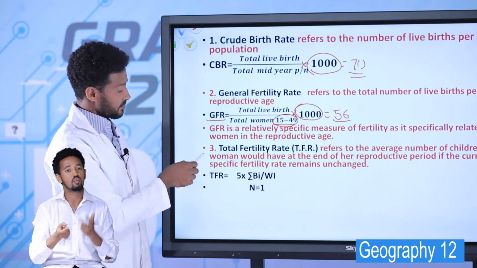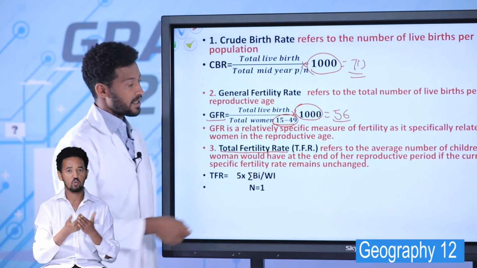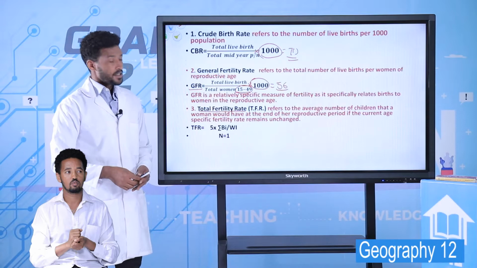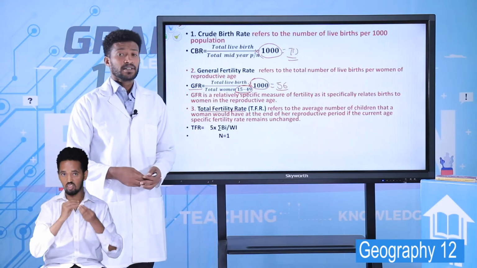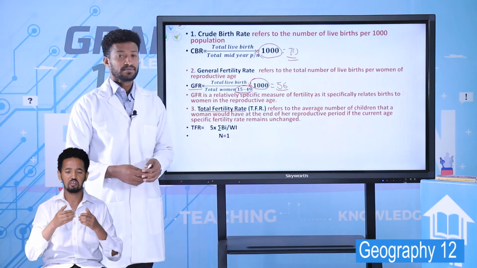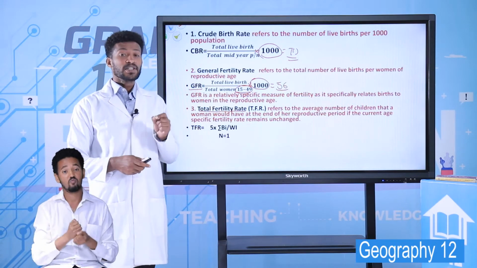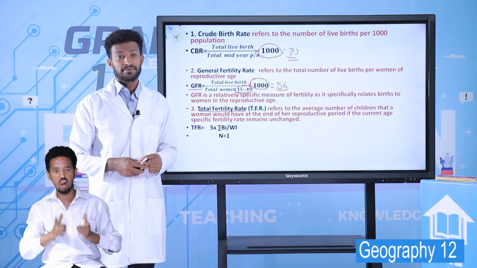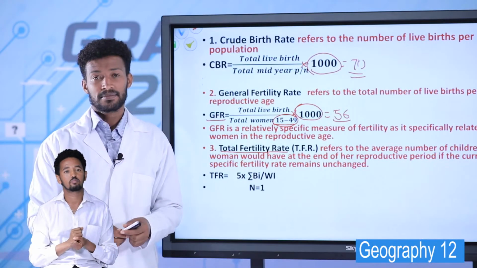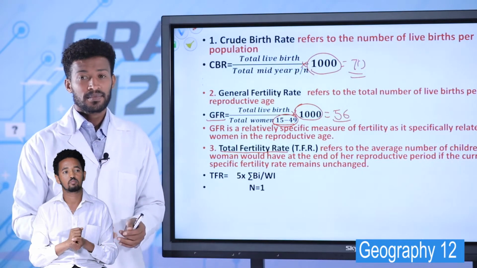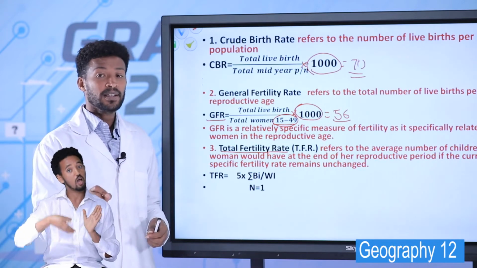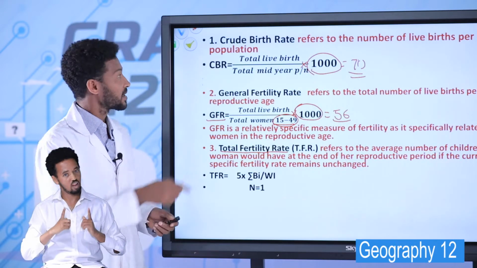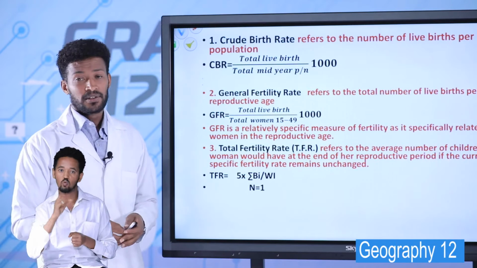The third one is total fertility rate. Total fertility rate is simply specific, but it refers to the number of children that would be born from a single mother during her lifetime. This shows the capacity of one woman to bear children during her lifetime, or childbearing age, that is 15 to 49 years.